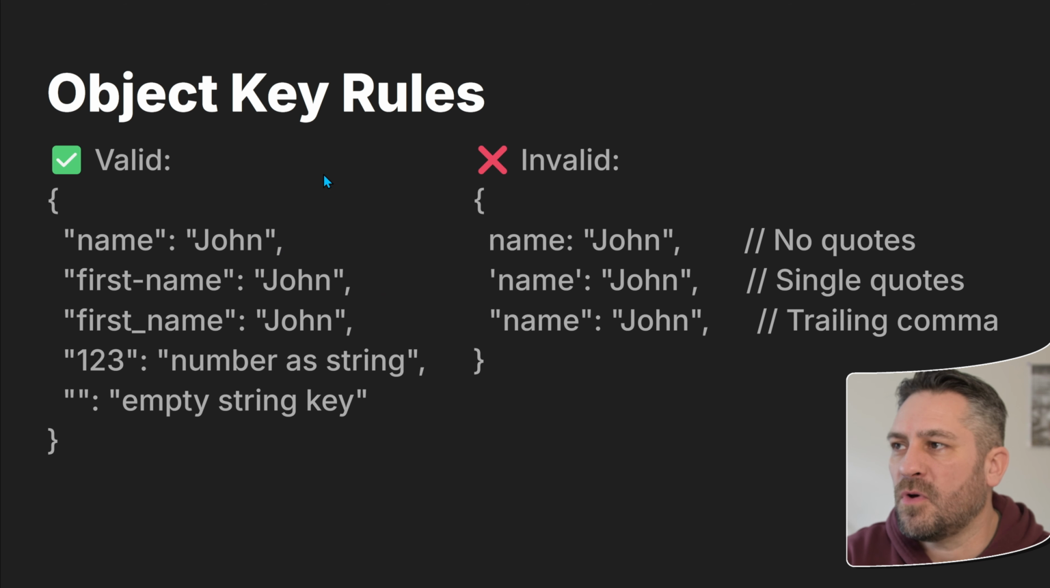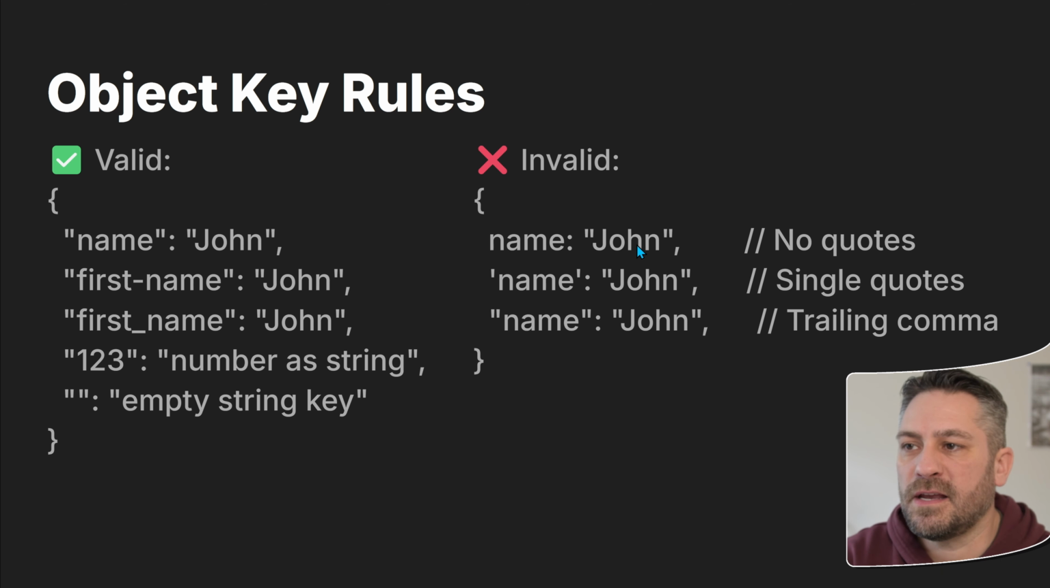And then some object key rules. So remember, we've got the key on the left-hand side, and then on the right-hand side, we've got the value. So some valid ones here. We've got double quotes. We can have hyphens in there. We can have an underscore character. We could have it just as numbers if we want, and we can even have it as just an empty string. So it's just 2 double quotes and doesn't actually have a key name. So all of those are valid.